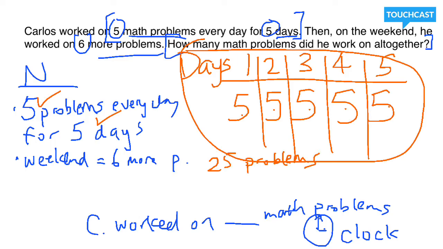But I'm not done yet, because on the weekend he worked on 6 more problems. So I know that if he was working on 6 more problems, and I'm trying to figure out all together, I'm going to have to add. So 6 on the weekend. So let's add. 5 and 6 is 11, carry the 10. 1 and 2 is 3. So Carlos worked on 31 math problems. Go ahead and pause this video and fix your work now if you did not get he worked on 31 math problems all together. Nice job.